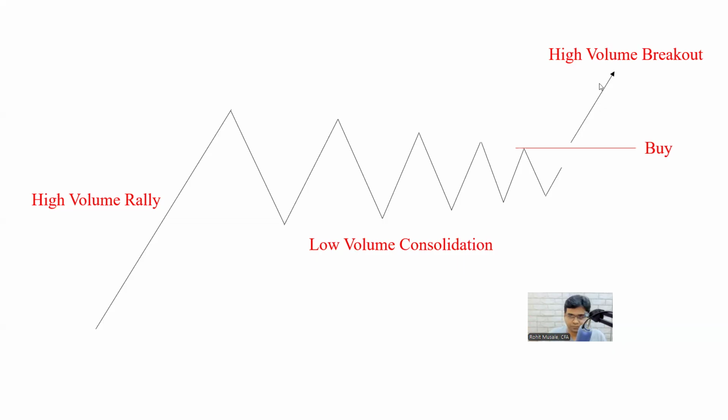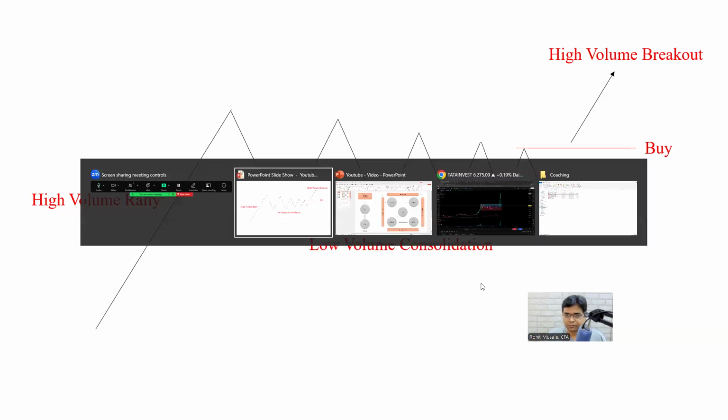So remember, step number 1, high volume rally. Retailers and institutions are piling onto the stock. Step number 2, low volume consolidation. The retailers are selling their stock to the institutional players. And step number 3, high volume breakout. Institutions are trying to snatch the stock away from other institutions with high volume. Okay. Going to chart examples.